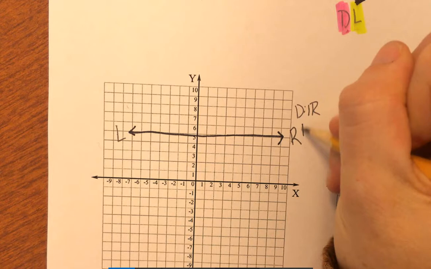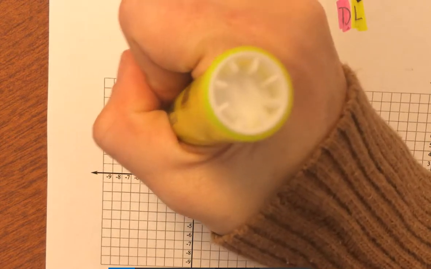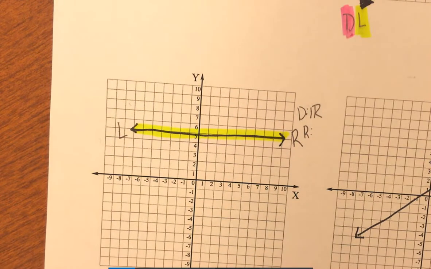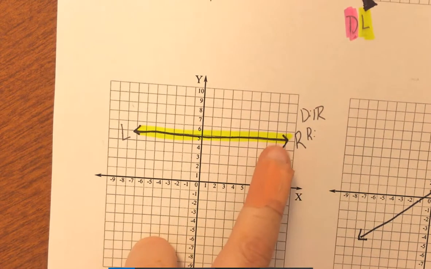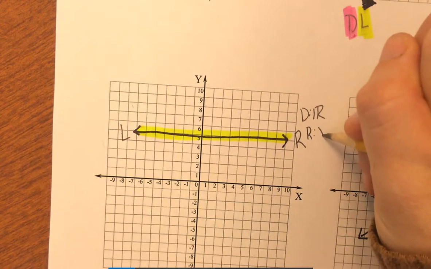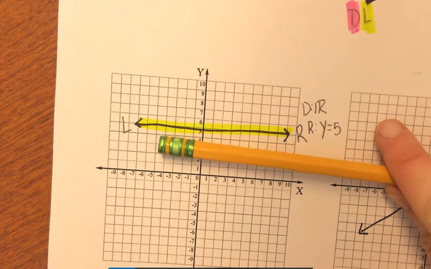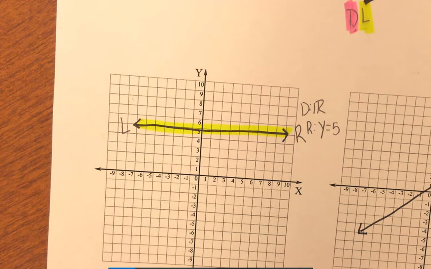But when I go to do the range, it's really not going up anywhere. Our range is all going to be on the same line. So for this, the range is just whatever the y value is. And if you look here, every single y value on this line is 5. So the range for this line would be just y equals 5. It doesn't go above 5. It doesn't go below 5. It just sits on the 5.